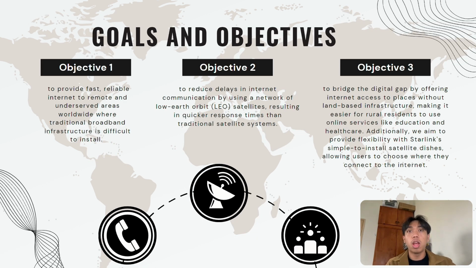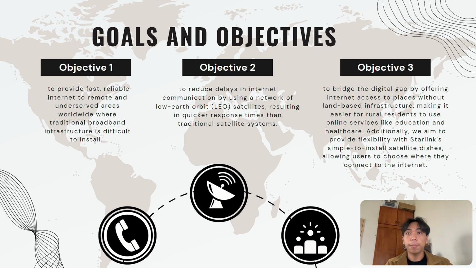Goals and objectives on why we choose this topic is to provide fast and reliable internet to remote and underserved areas worldwide. Second is to reduce delays in internet communication by using a network of low Earth orbit satellites, or LEO satellites, resulting in quicker response time than traditional satellite systems. And last is to bridge the digital gap by offering internet access to places without land-based infrastructures. Additionally, we aim to provide flexibility with Starlink's simple to install satellite dishes, allowing users to choose where they connect to the internet.